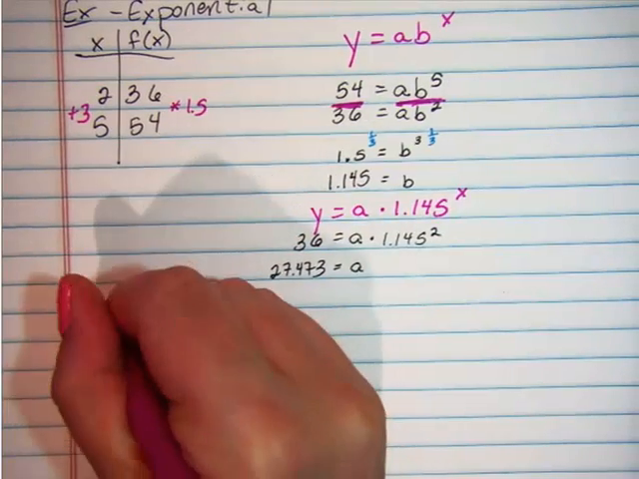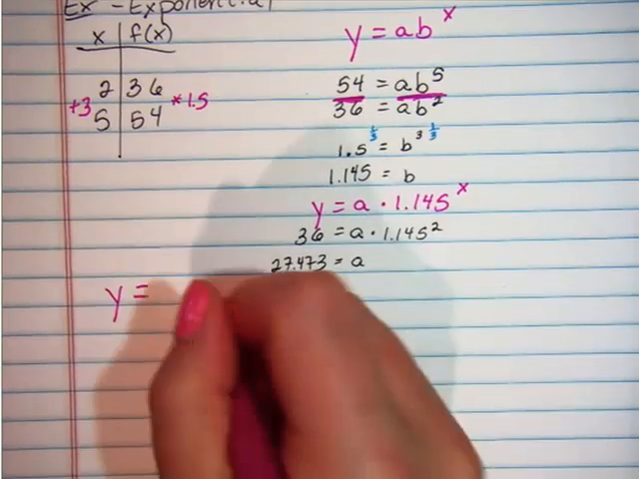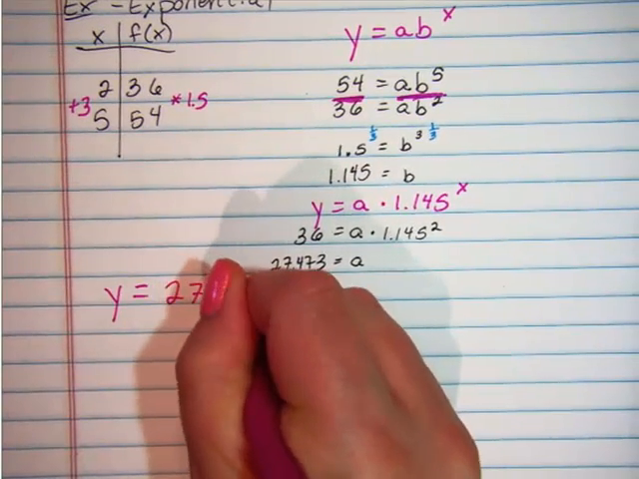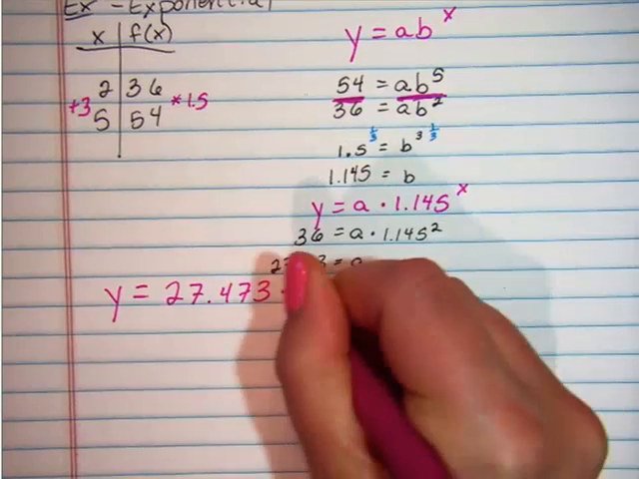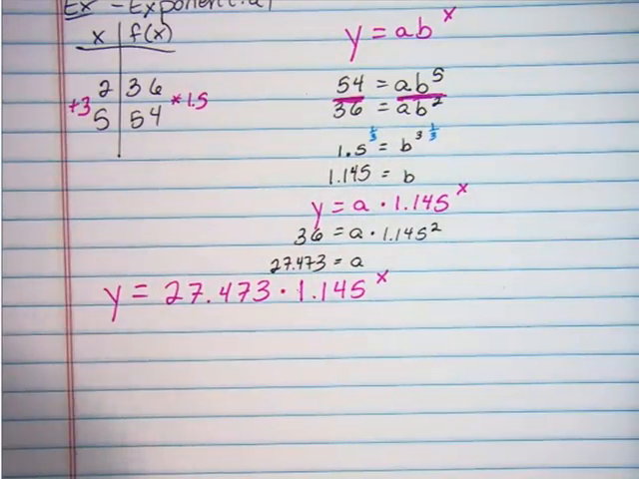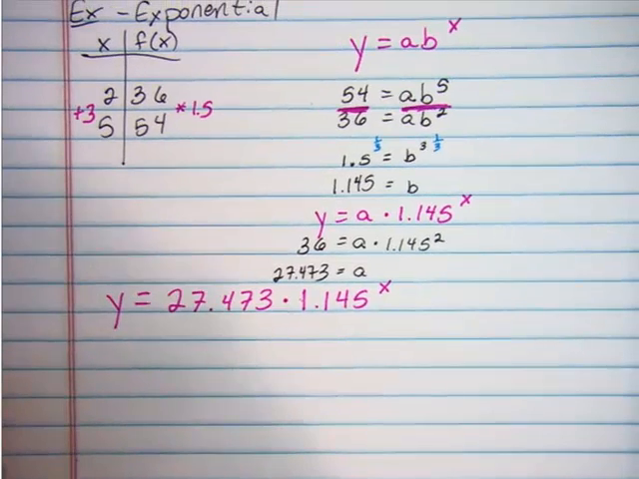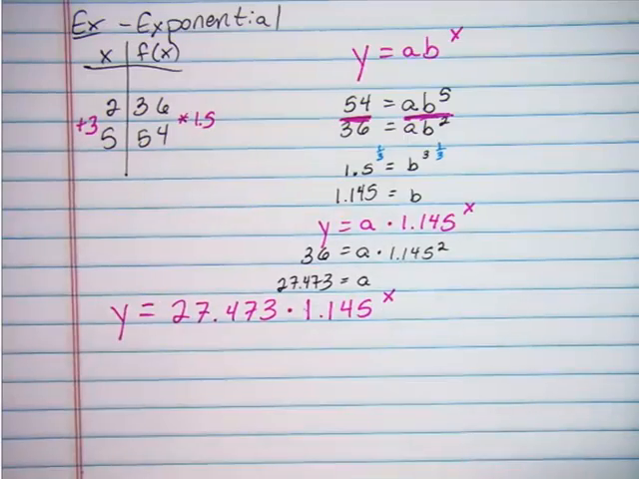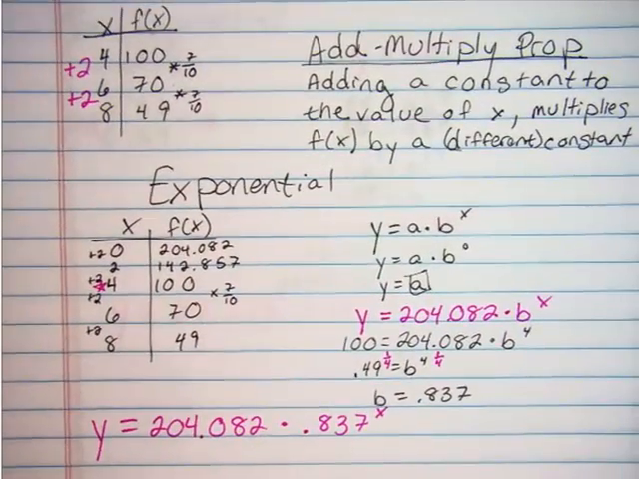So my equation for this is y equals, we just found that A, 27.473 times my B, which was 1.145, to the x. And that is my exponential equation for that case. So there are two different ways to find exponentials. One is setting them up with a system of equations above and below each other. The other one was finding your y-intercept, if you can, in your table, going back, finding your y-intercept in graph and finding your equation that way.